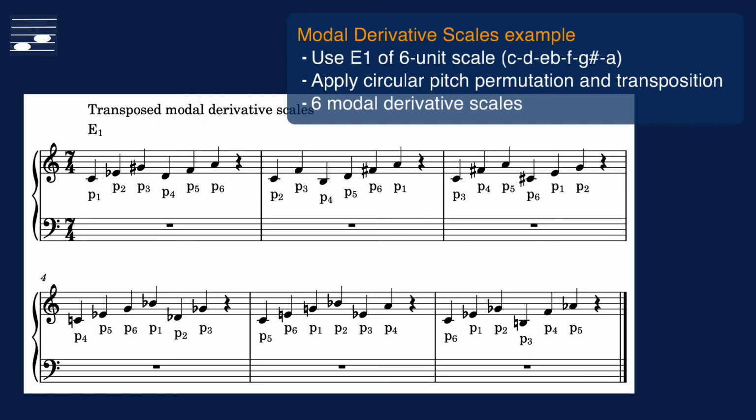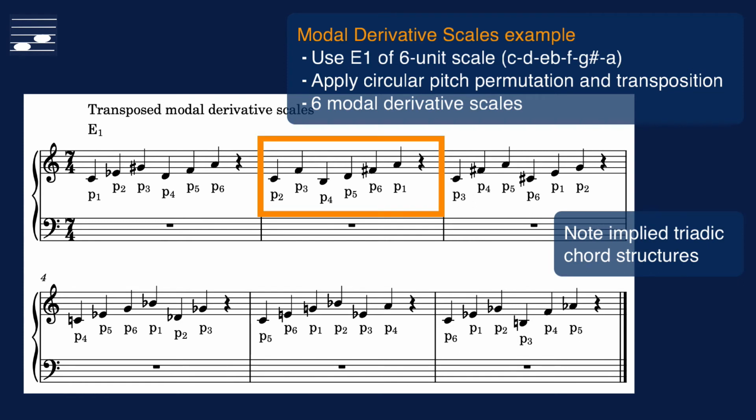I've illustrated the process for E1, the expansion 1 6-unit scale. I applied circular pitch permutation and transposition to the constant root C4. Thus obtaining the set of 6 modal derivative variants, with pitch classes not contained in the source scale. Note the implied triadic chord structures.